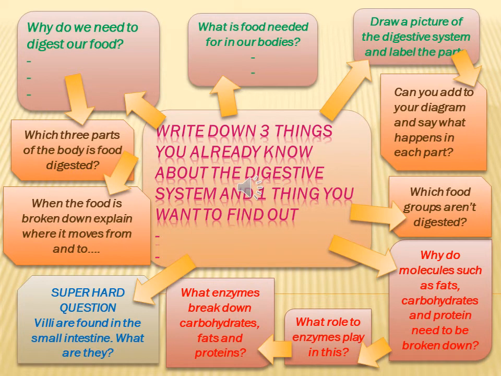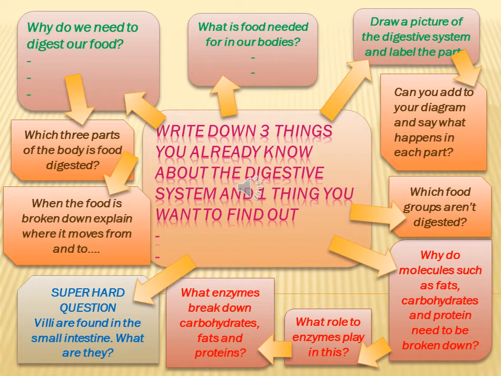Write down 3 things you already know about the digestive system and 1 thing you want to find out. I will give you examples. What is the food needed for in your body? Draw a picture of the digestive system and label the parts. Or can you add to your diagram and say what happens in each part?